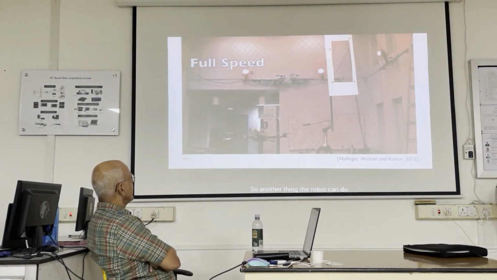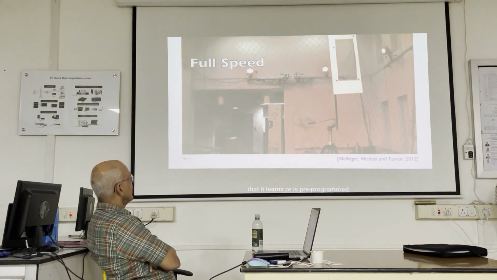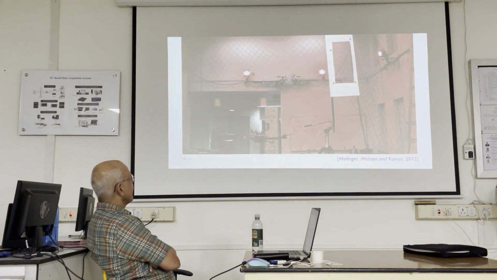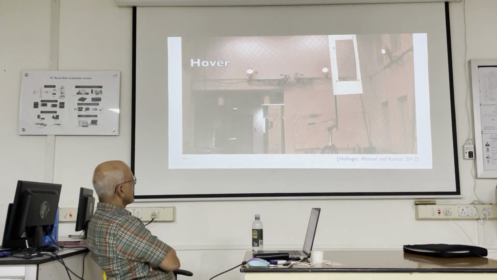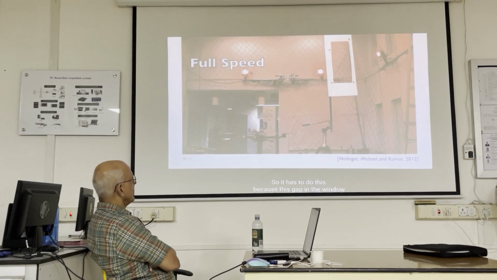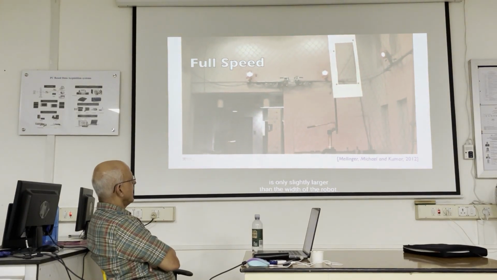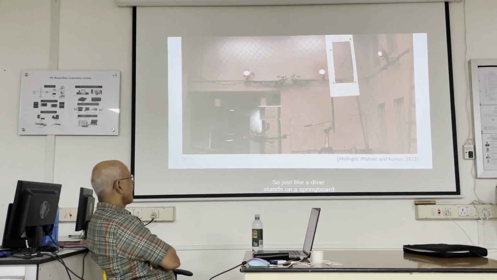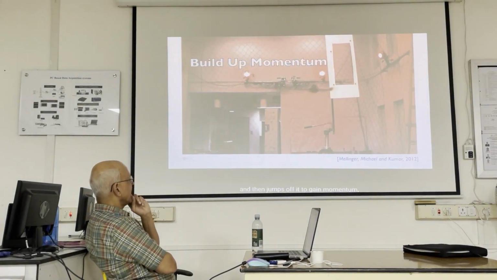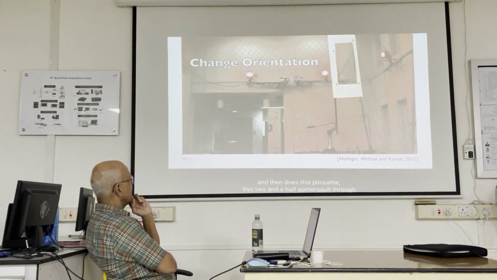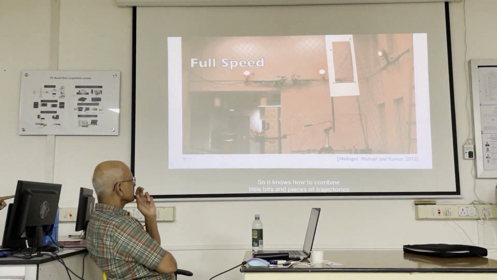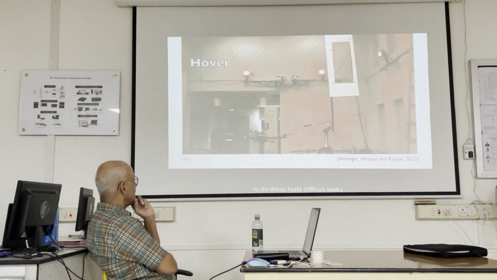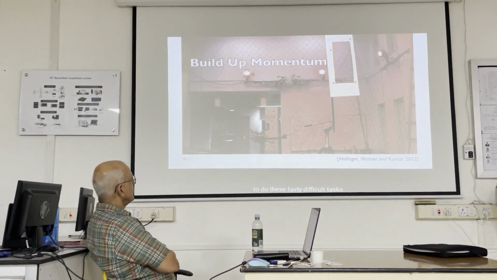So another thing the robot can do is it remembers pieces of trajectory that it learns or is pre-programmed. So here you see the robot combining a motion that builds up momentum and then changes its orientation and then recovers. So it has to do this because this gap in the window is only slightly larger than the width of the robot. So just like a diver stands on a springboard and then jumps off it to gain momentum, and then does this pirouette, this 2.5 somersault, and then gracefully recovers, this robot is basically doing that. So it knows how to combine little bits and pieces of trajectories to do these fairly difficult tasks.